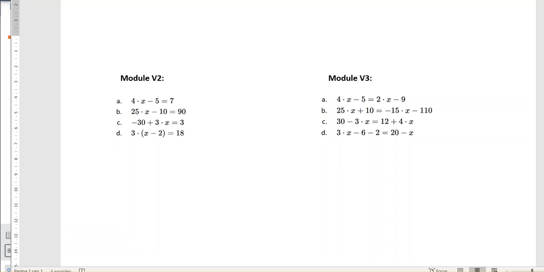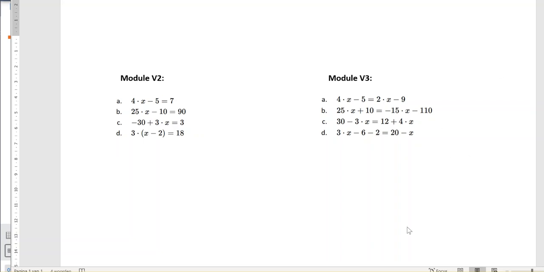Today we are making a start in a new module, Module V3, which is about solving equations. Now, you might think we already solved equations in Module V2, and that's correct. But we're going to learn a new method for solving different kinds of equations. We are starting today with a small introduction.